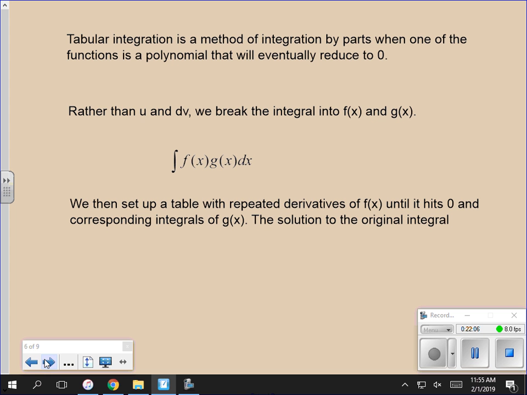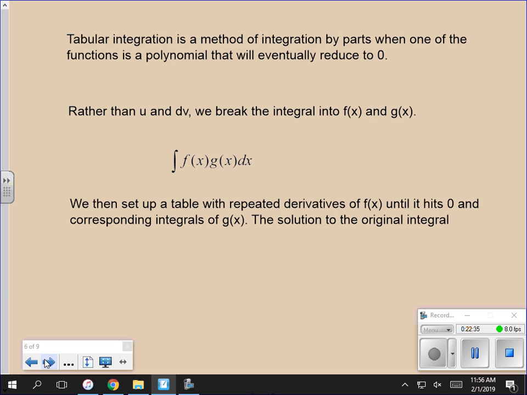And then you set up a table, and we'll set up the table here in a minute. The table will have repeated derivatives of f and repeated antiderivatives of g. So you take the derivative, take the next derivative, take the next derivative until that disappears. And then you do corresponding antiderivatives, and use those derivatives and antiderivatives to come up with your solution.